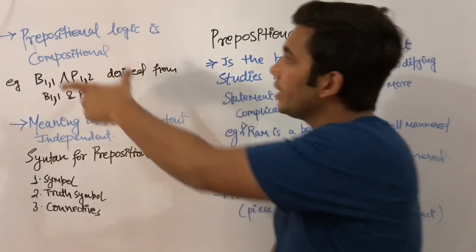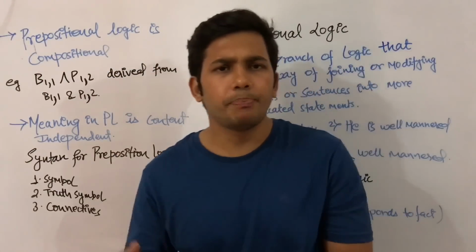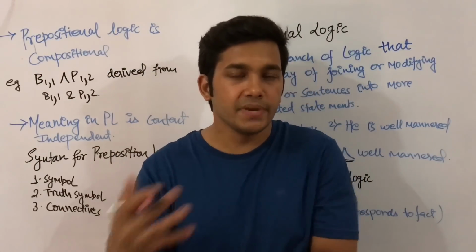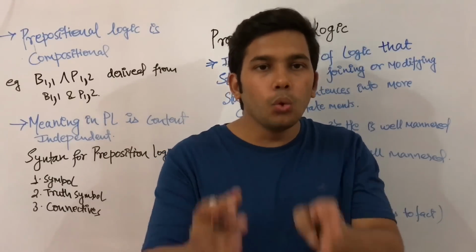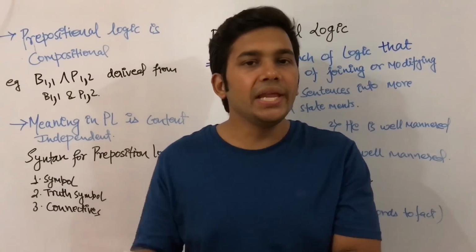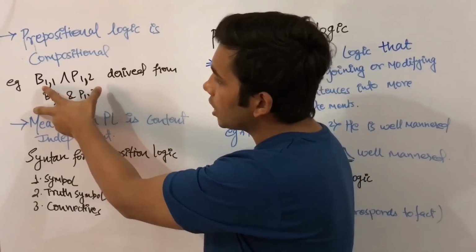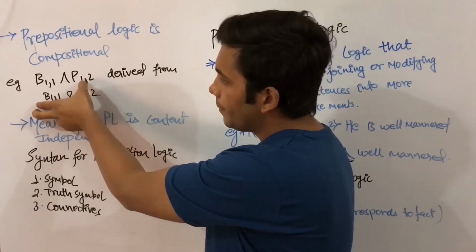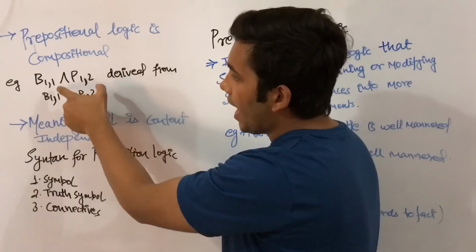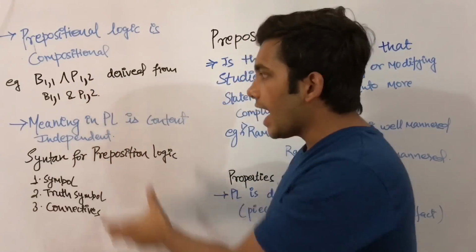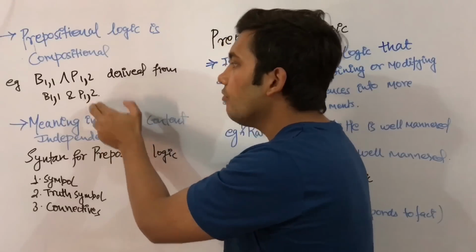Now the second property: propositional logic is compositional. So what is the meaning of propositional logic is compositional? It means we can join two or more propositions into one complicated proposition. Like, these were the propositions P1,1 and P1,2. So the meaning of the combination of P1,1 and P1,2 can be derived from the meaning of P1,1 and P1,2.